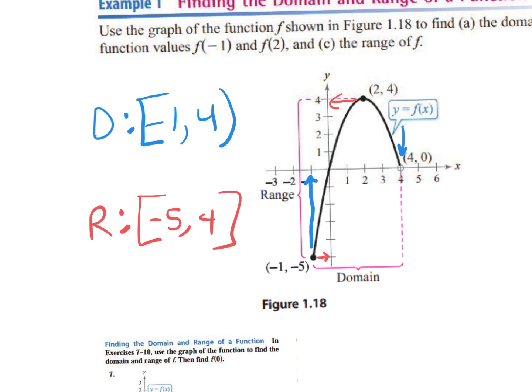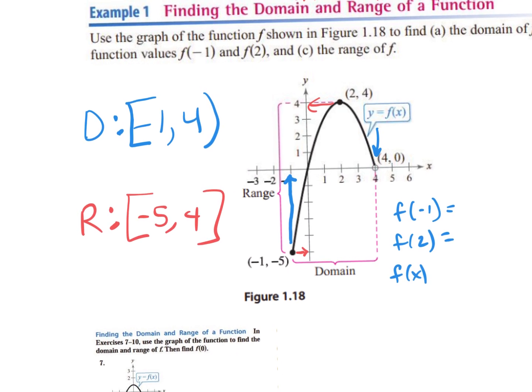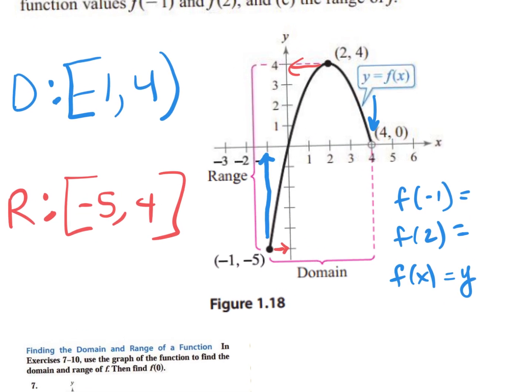So if you have a question that says, what is f of -1 and what is f of 2? Some of you are like, I don't know. Yes, you do. Remember, this is function notation, f of x. So they're telling you to look at this function at the specific x value they just gave you. f of x equals what letter? Y. So what this says is, if you go on the x-axis to -1, what is the y value at that point? So if I go over here to -1, what's the y value?